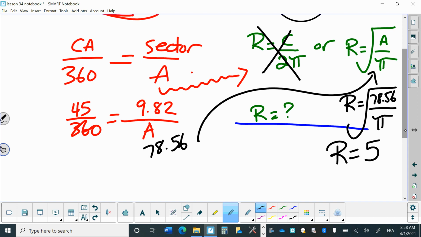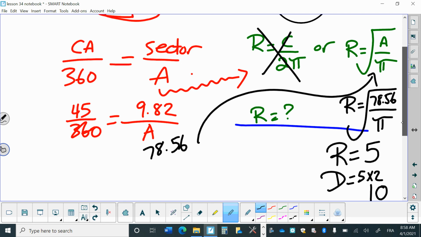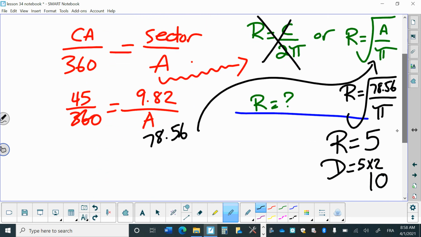If they're asking you for diameter, super easy, right? 5 times 2, 10. And it is a measuring unit, so they talk about meters here, not area. Radius and diameter are a length.